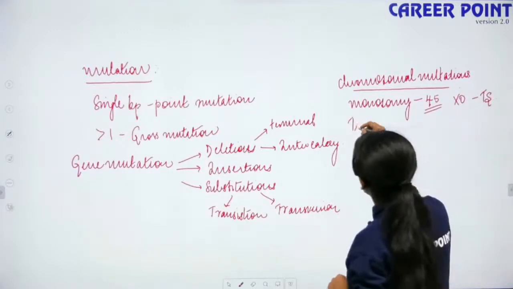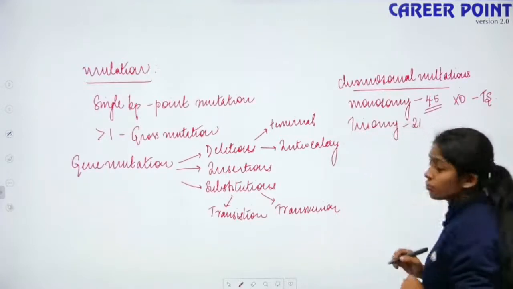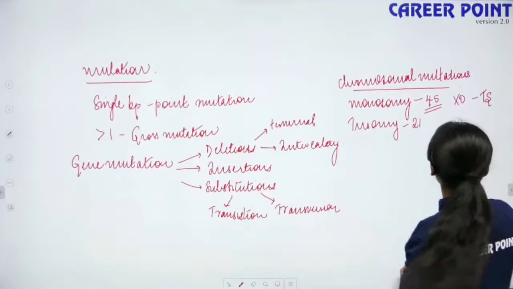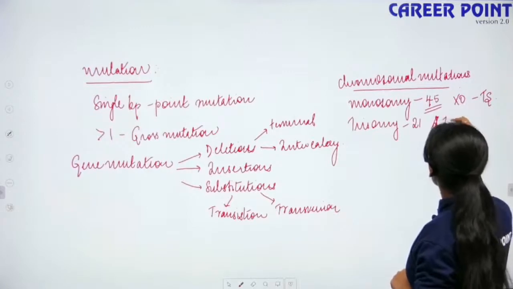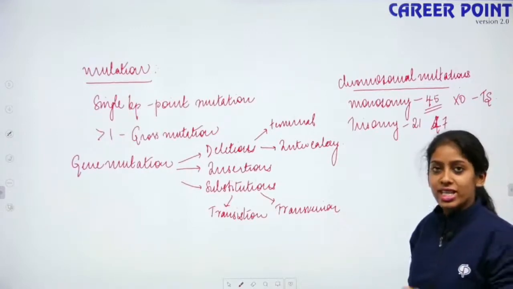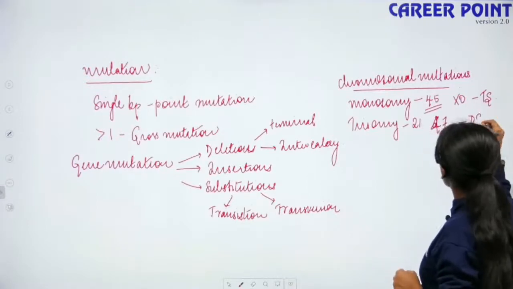So then you have trisomy. When you have 3 copies of a particular chromosome, that is the 21st chromosome, right? So you have 47 chromosomes here, 23 plus 1 extra, right? This is known as Down syndrome.